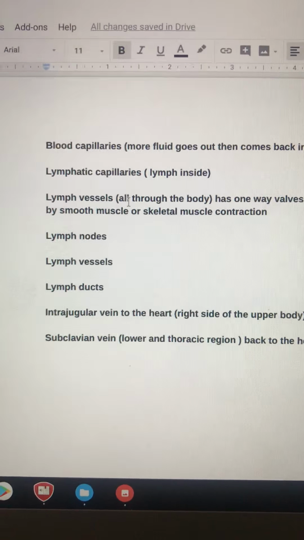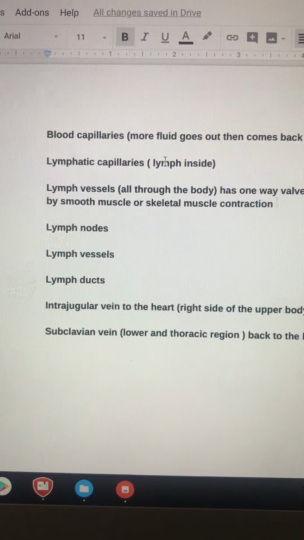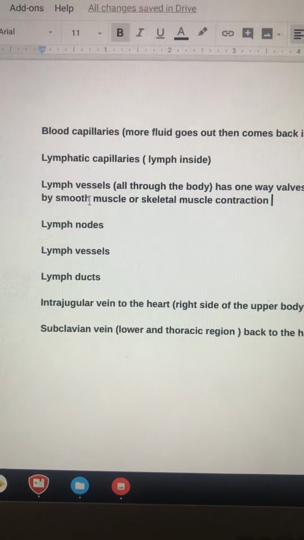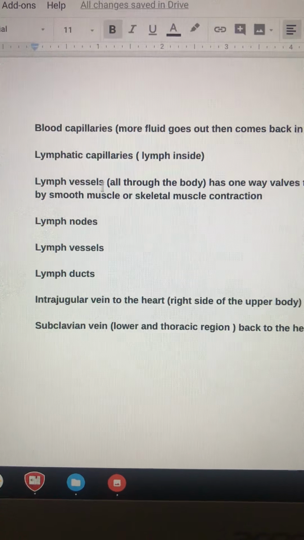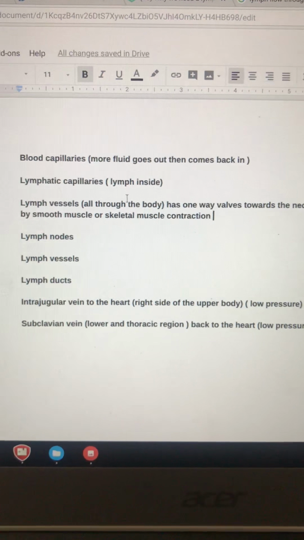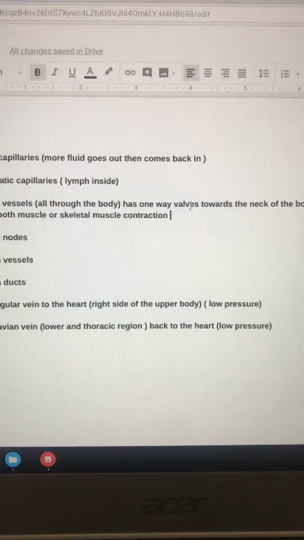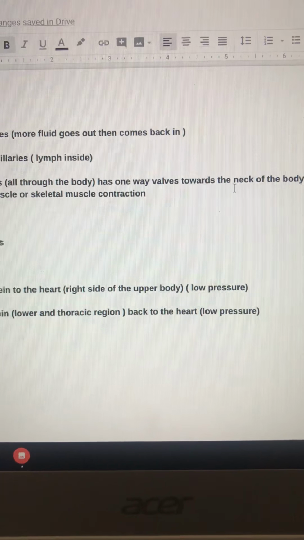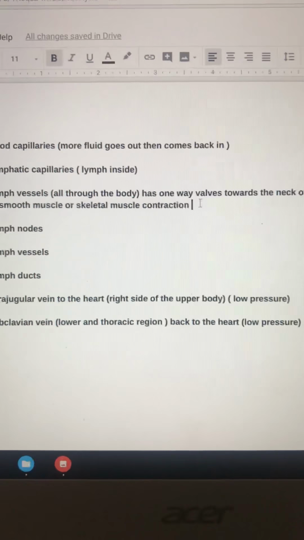Lymphatic capillaries are formed. Inside of them is the lymph, and it travels through the lymph vessels. All throughout the body, we have these lymph vessels. So lymph is actually created everywhere throughout the body instead of just one location. The lymph vessels have one-way valves that push the lymph in the direction towards the neck, depending on where it's formed. But the flow is always going towards the neck of the body.